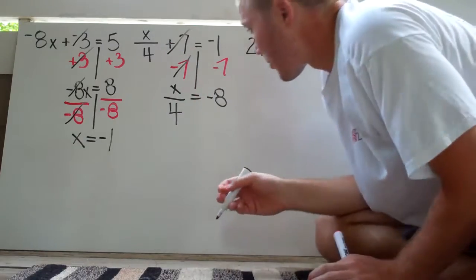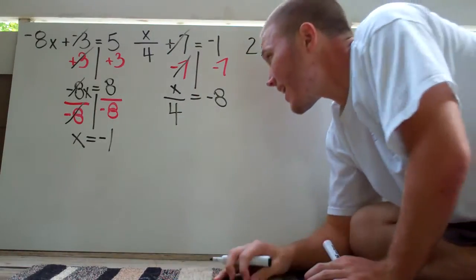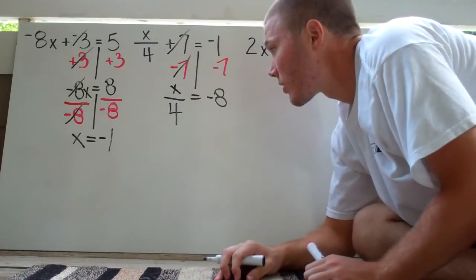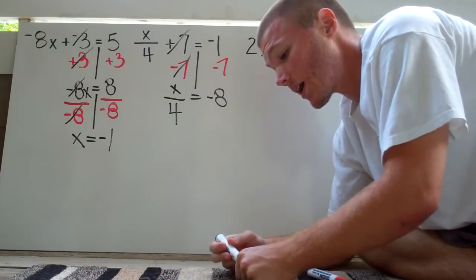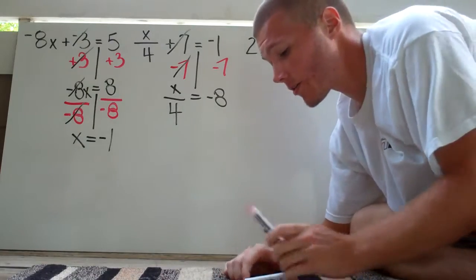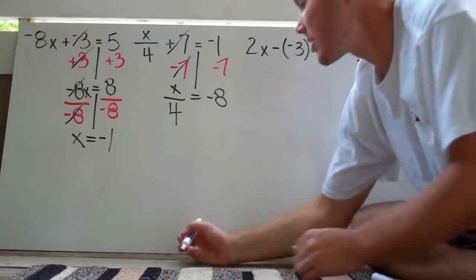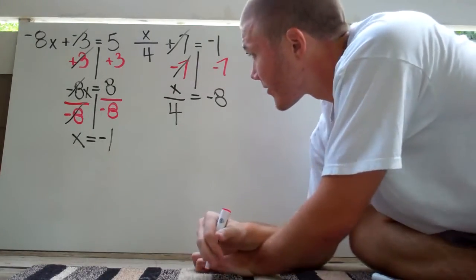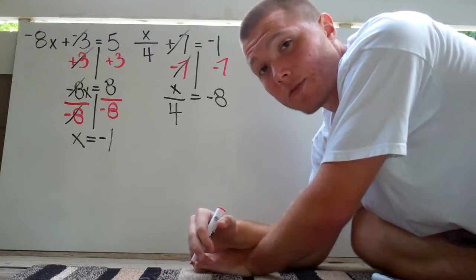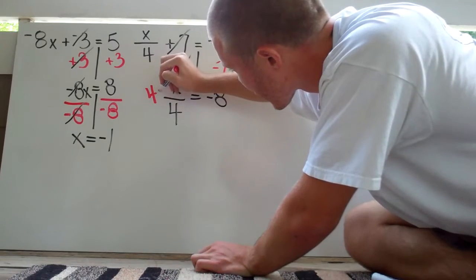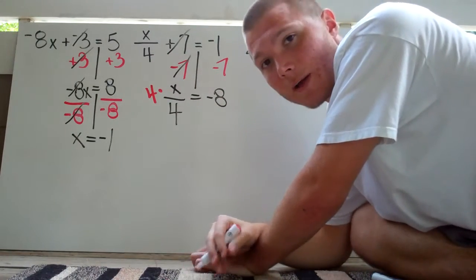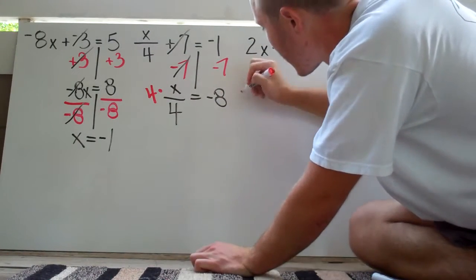So now what we've got left is x divided by 4 equals negative 8. I need to get that x all by itself. It wants to be lonely. So I have to do the opposite of divided by 4, which is times 4. I'll do times 4, or 4 times, same thing. Same thing on this side, times 4.